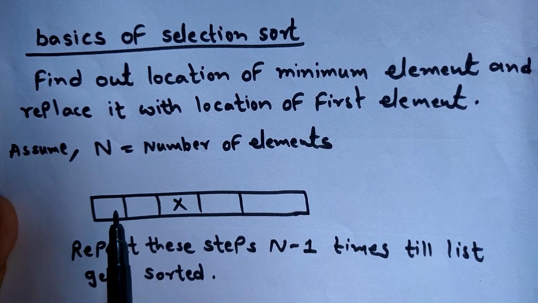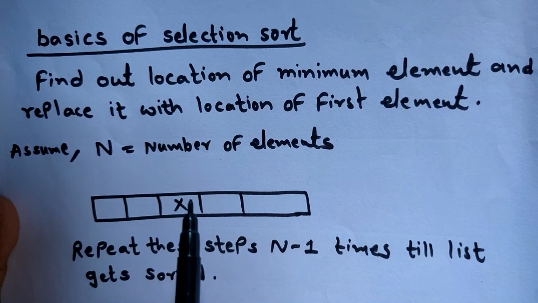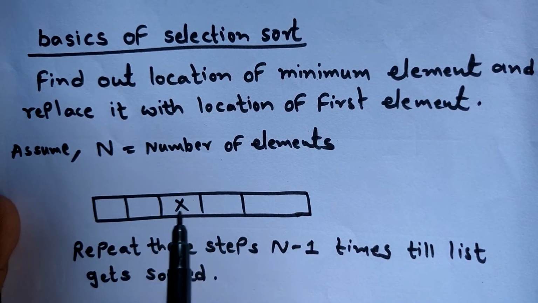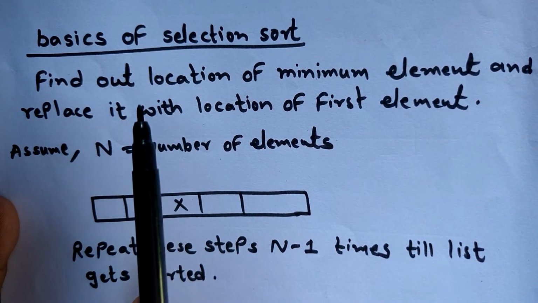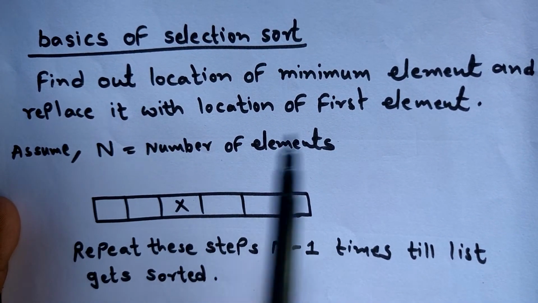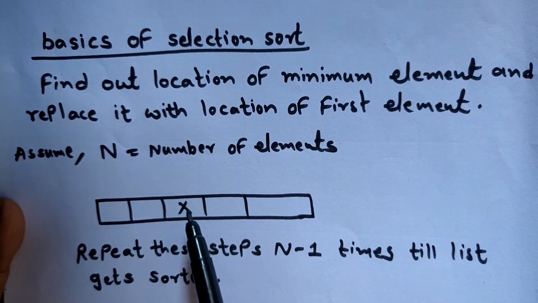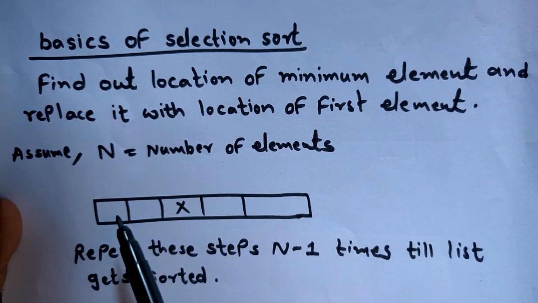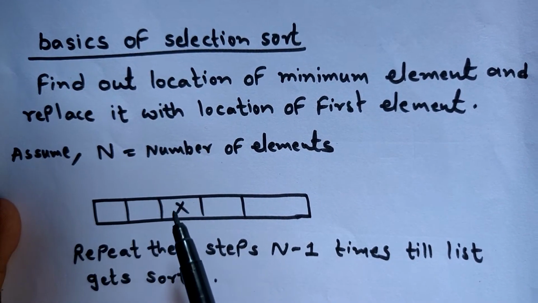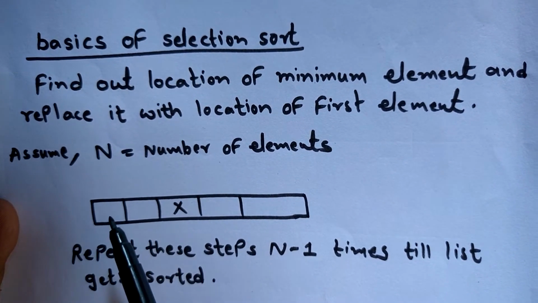So what they are saying is to find the location of the minimum element. Say the x we have written is, for example, the minimum value, the minimum element. And then again they are saying to replace it with the location of the first element. Now the first element is at the 0th index. So this element, we have to replace it with this one. This is the funda. At first we have to find the minimum element. We have found it here as x, as the minimum element, then replace it with the first.